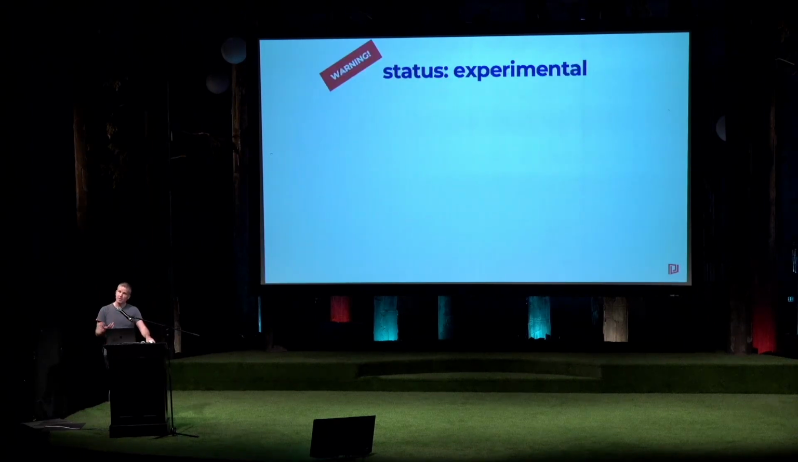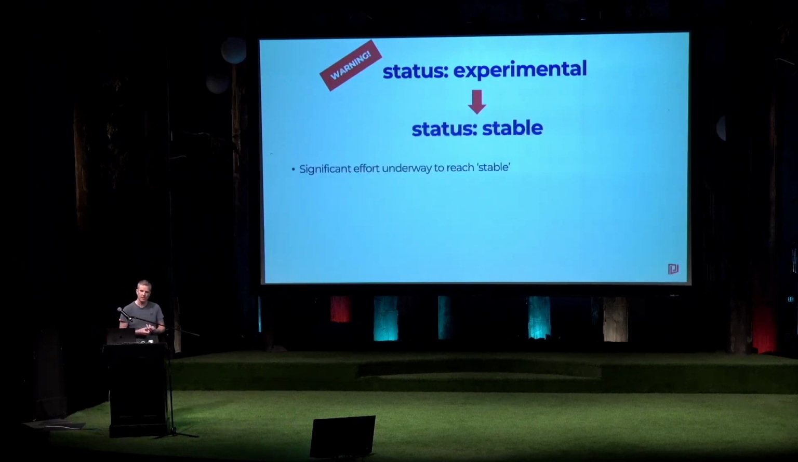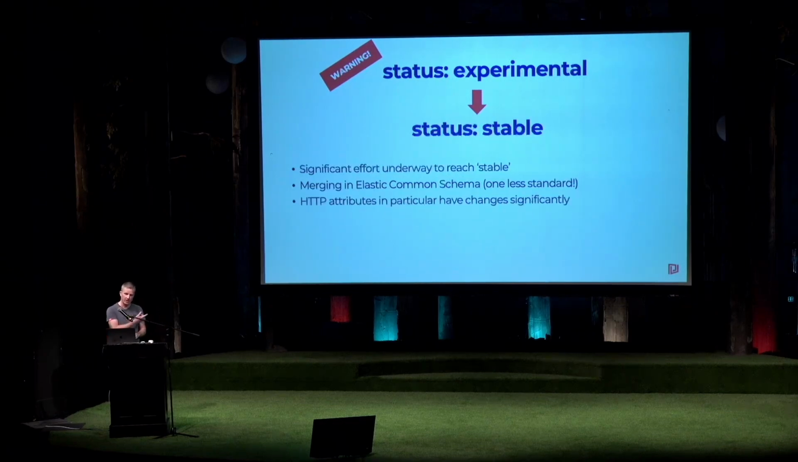I perhaps should have started with this: the semantic conventions, most of it, is currently in an experimental status. The good news is it's moving rapidly towards a stable status, so there's a significant effort underway to reach stable. One of the big pushes at the moment is that the group there are merging in the Elastic Common Schema, which defines a lot of these semantic conventions for logging. So that's hopefully one less standard to have in the community, and we consolidate around OpenTelemetry semantic conventions. A particular note is that those HTTP attributes that I mentioned just there, they've changed significantly.